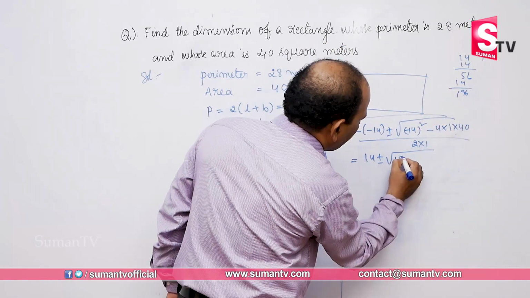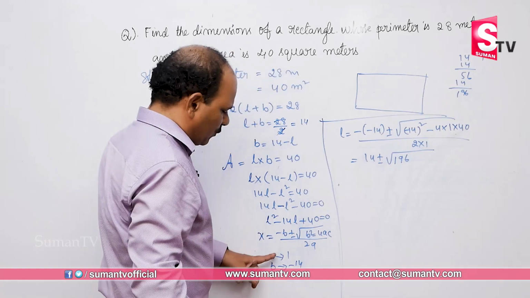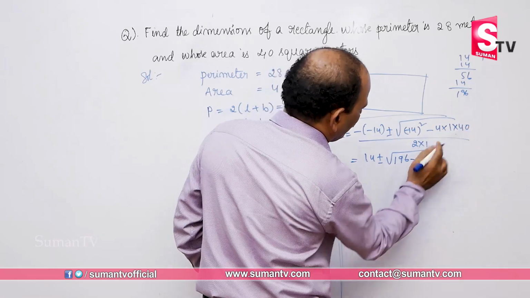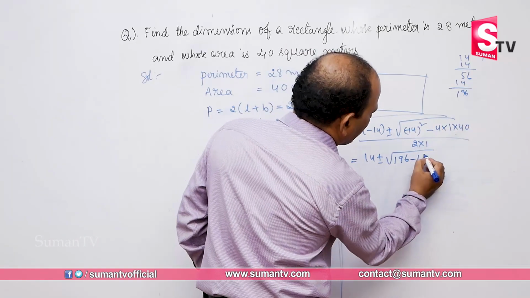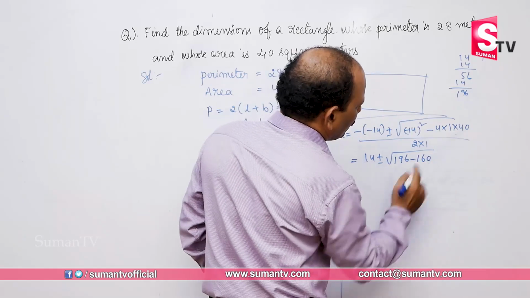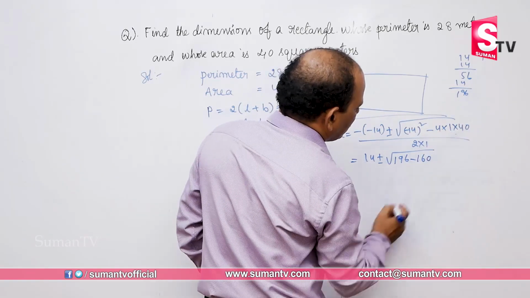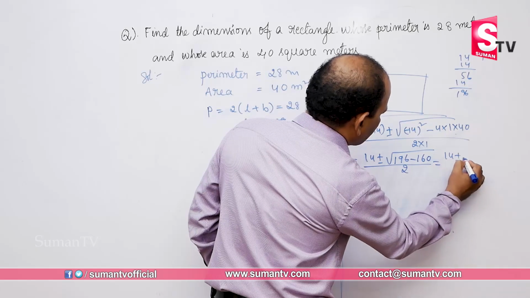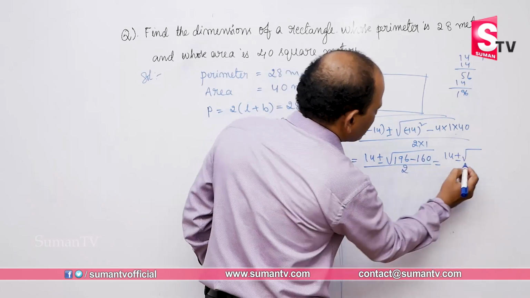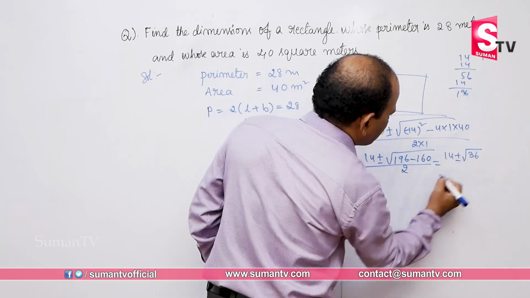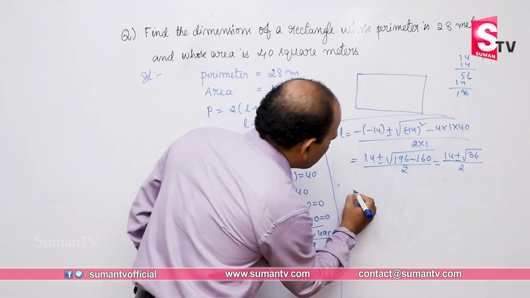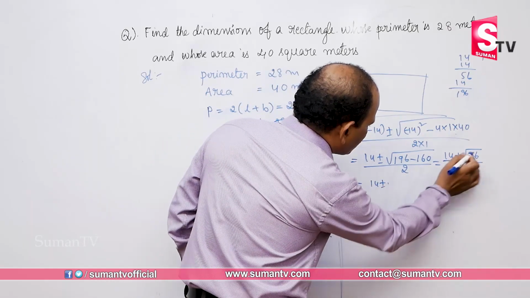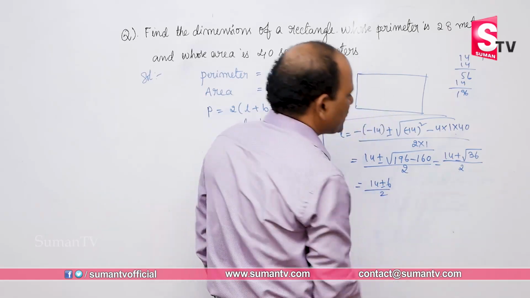14 whole square is 196. 4AC: 4 into 1 is 4, 4 into 40 is 160. By 2 into 1, which is 2. That is 14 plus or minus square root of 196 minus 160, which is 36, by 2. So that is 14 plus or minus square root of 36, which is 6, 14 plus or minus 6 by 2.